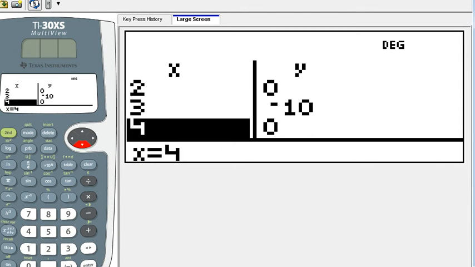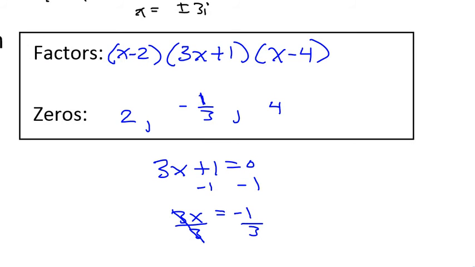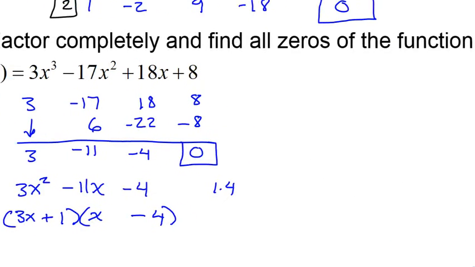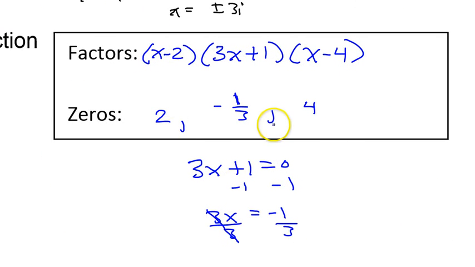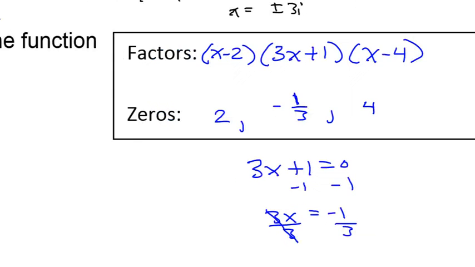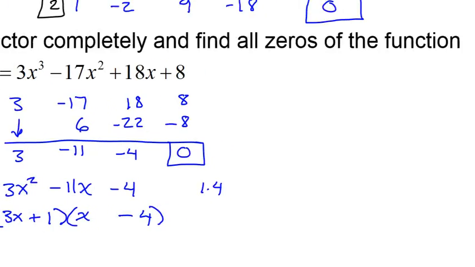And there you go. So, according to the fundamental theorem of algebra, since the degree is 3, there should be 3 zeros. So we've got them all. So that is the answer to number 8.